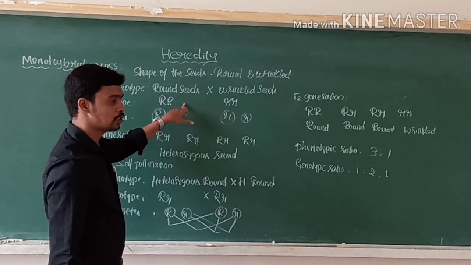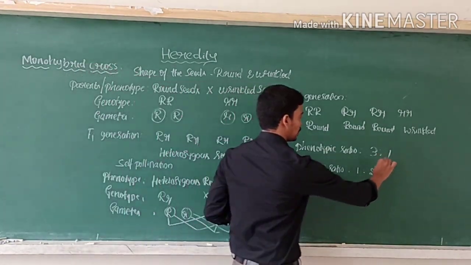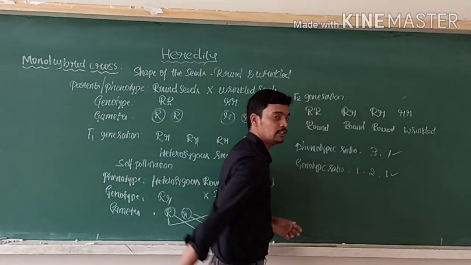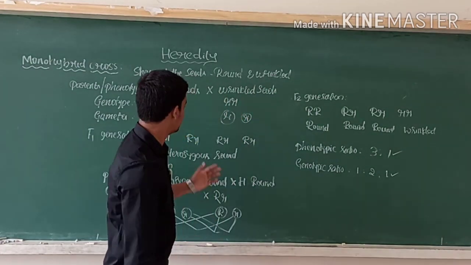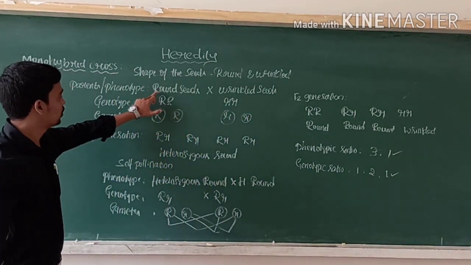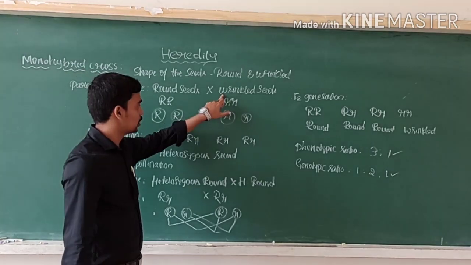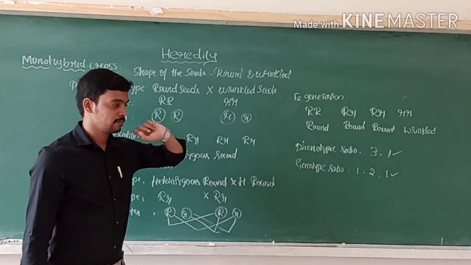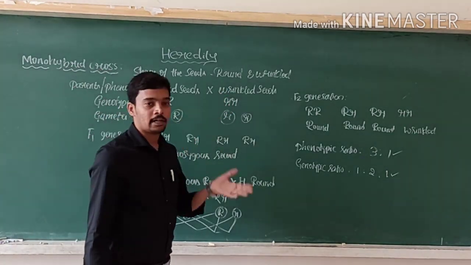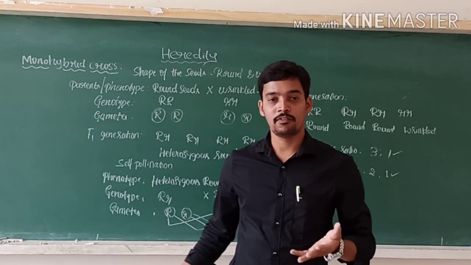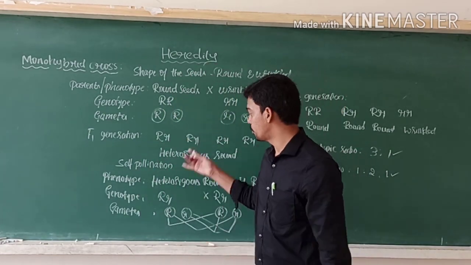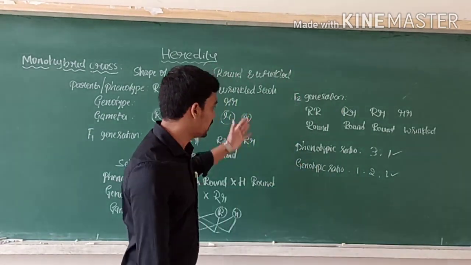Whatever examples you take, you get the same ratio, phenotypic as well as genotypic. And this is regarding the example, that is round seed when a cross is made with the wrinkled seed. We can take another example like color of the flowers. Then only you get the same ratio, the same method.